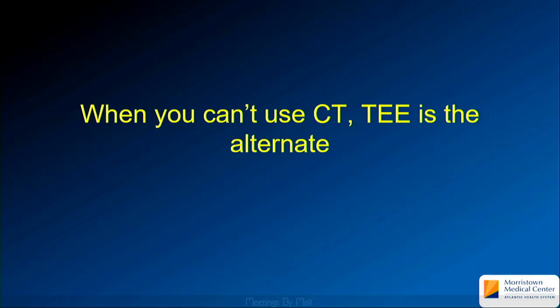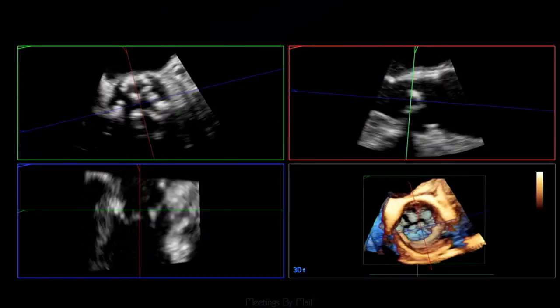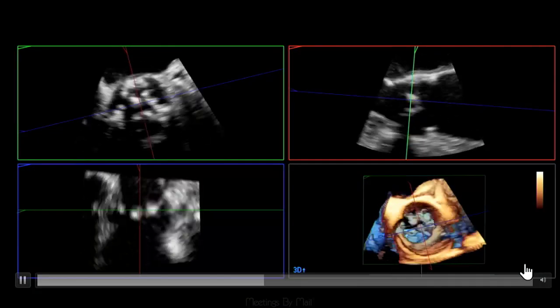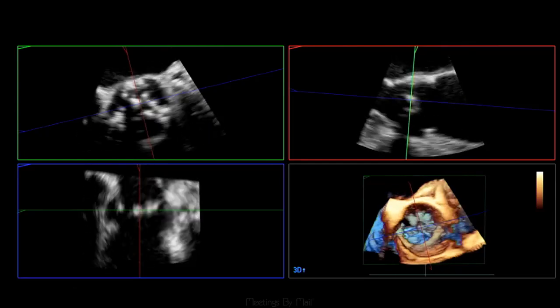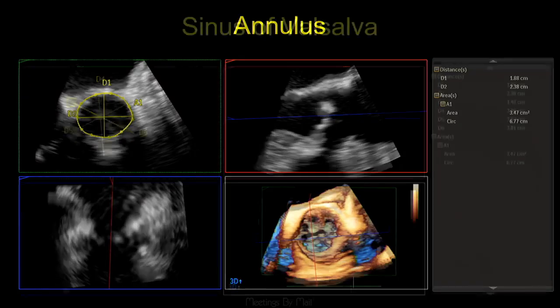When you can't use CT, TE is the alternate. So here are the measurements. This is kind of our multiplanar reconstruction. You have to do this with 3D. You can see here the green plane is being positioned at the level of the annulus, so we're able to measure various parameters of the annular size.